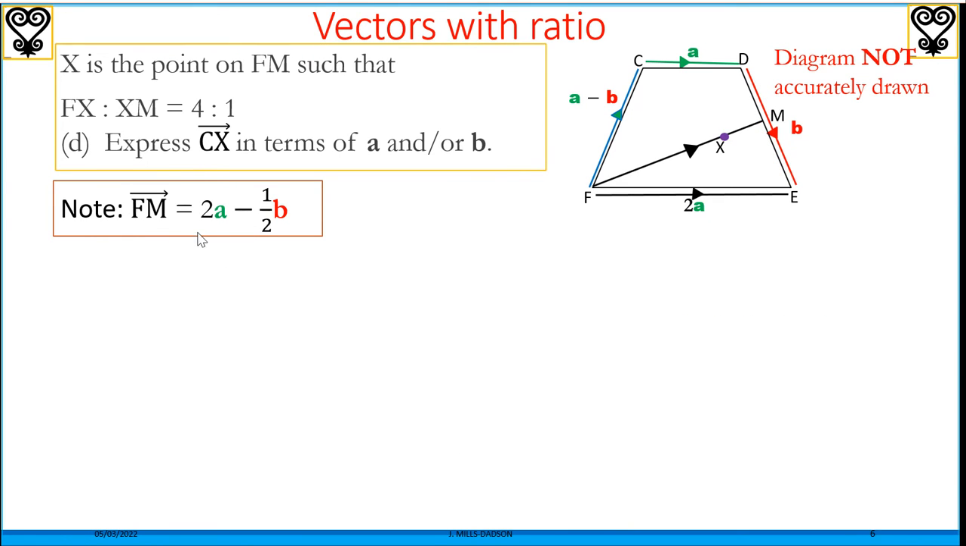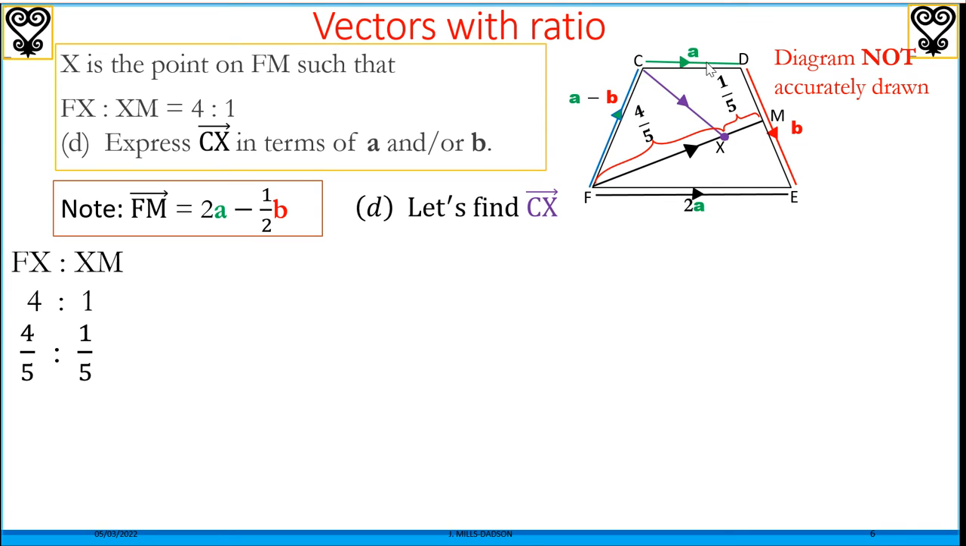Okay, I've brought FM also for reference because you're going to make use of it. We are supposed to express Cx in terms of A and B, knowing that Fx is 4 and Xm is 1, because there's this point X that divides FM into different sections. Knowing this, line FM is divided into 5 parts, and Fx is 4/5 and Xm is 1/5. So that's what we have. We are supposed to work out Cx.